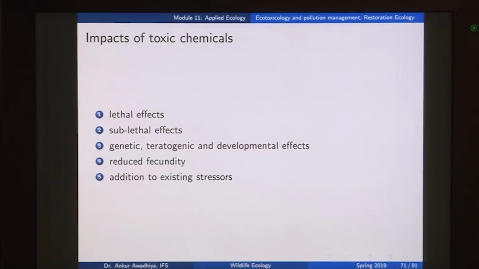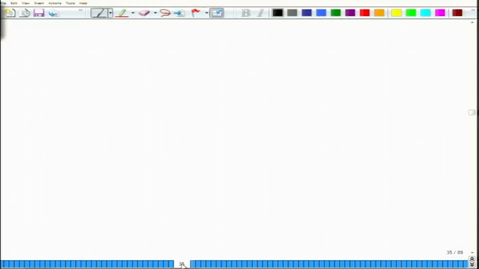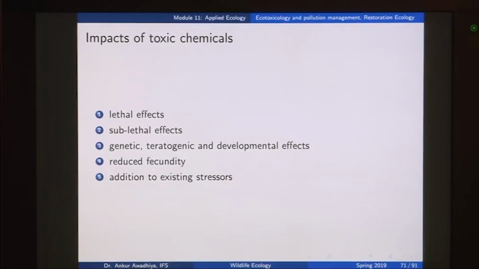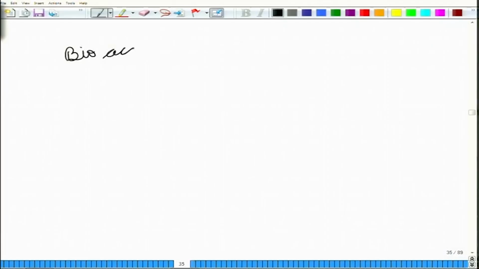Or you can have the impact of addition to the existing stressors, which could be say diseases or parasites or a huge predatory pressure. So, if you have these toxic chemicals, they may add up to those impacts, and then together with the other impacts they may lead to large scale lethalities in different populations. Now, in a number of situations we have seen that with these toxic chemicals we also see the impacts of bioaccumulation and also the impacts of biomagnification.